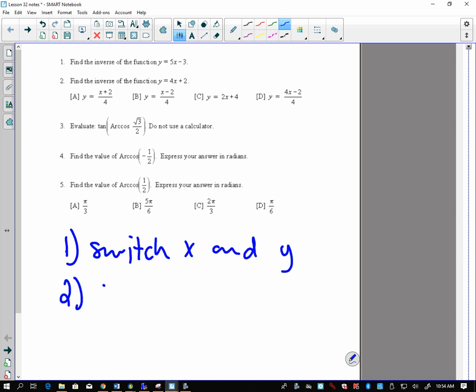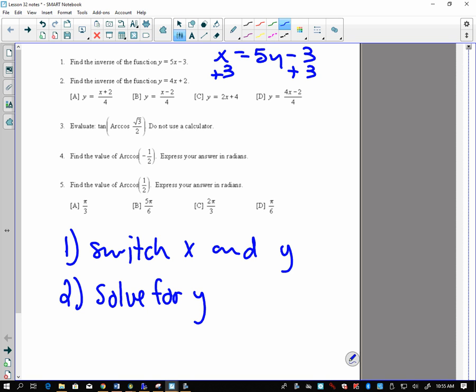Rule number 2, solve for y. That's it. The only two things I have to do to find the inverse: switch the x and y, solve for the y. Okay? So with that in mind, all right, I'll do the first one. You guys do the second one. I would get x equals 5y minus 3. Okay, if I want to solve for y, I'm going to add 3 to both sides.